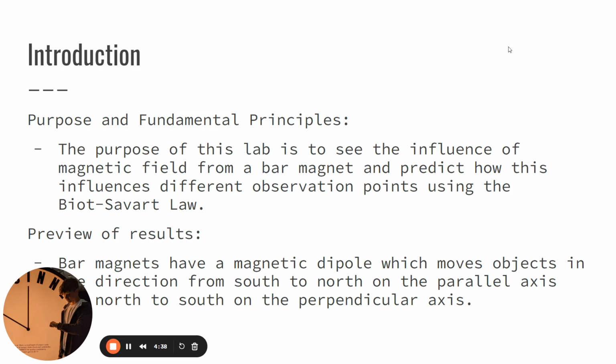The purpose of this lab is to see the influence of the magnetic field from a bar magnet and predict how this influences different observation points using the Biot-Savart law. In the preview of the results, bar magnets have magnetic dipoles, which move objects in the direction from south to north on the parallel axis and north to south on the perpendicular axis.